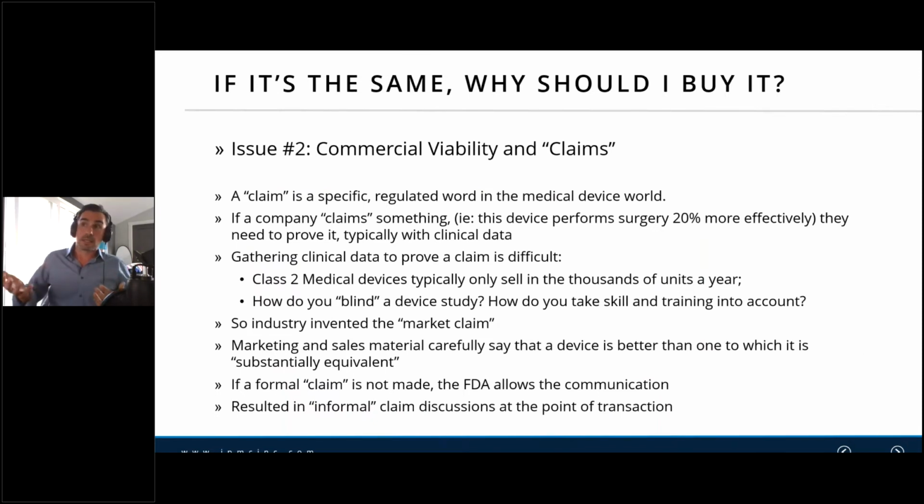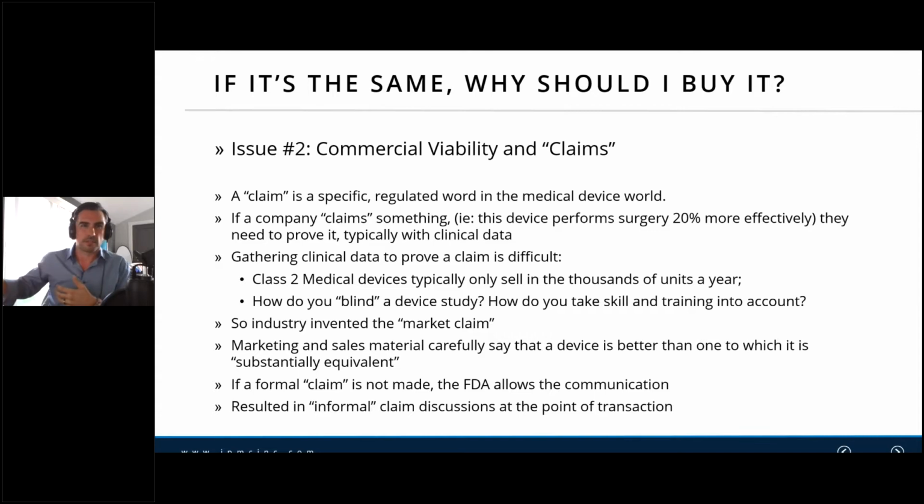Issue 2 is commercial viability and claims. Regulatory people, I'm sure you've had this argument with your product managers and your salespeople. What is a claim, right? If a company claims something, they need to prove it, typically with clinical data. And so in the class 2 world, you get this dance between what's a claim, what's a marketing claim, and what it means to be substantially equivalent. If you're substantially equivalent to the thing that you're already purchasing, why should I buy your new thing?